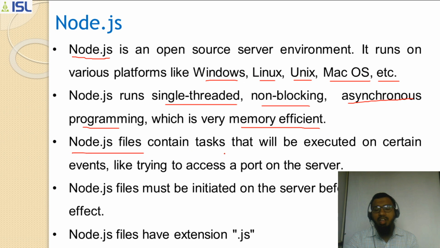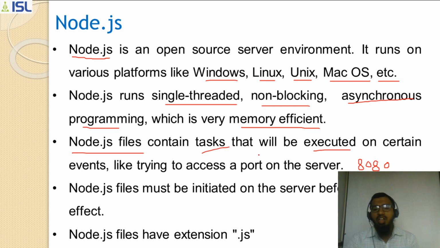A Node.js file contains tasks that will be executed on certain events, like trying to access a port on the server. So different ports are available on the server, like 8080. There are different ports. If you go to cPanel, that will be like 2683 or 2863. So every port number will be there. Based on that port number, we can get the localhost from the server.